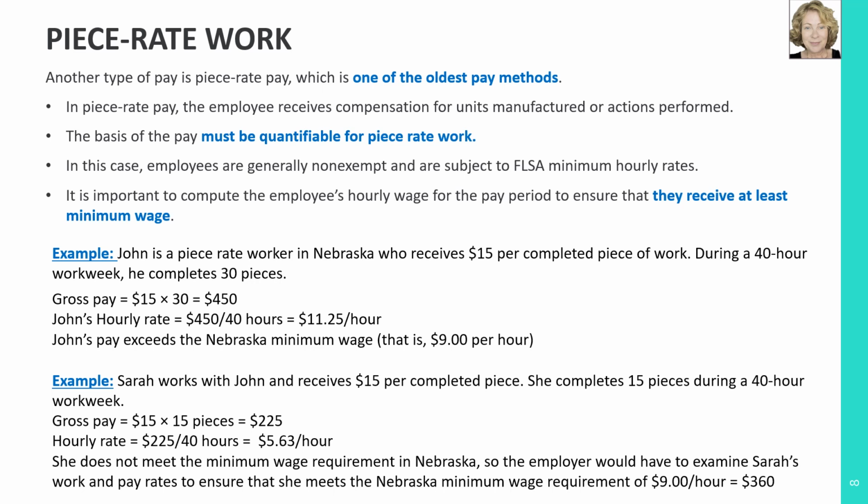What about Sarah? She only made 15 pieces, so her pay is only $225. And when we divide the $225 by 40 hours, we come up with $5.63. In this case, it's not enough. She has to make at least $9, which is the minimum wage rate in Nebraska per hour. And so her employer would have to actually pay her more. He would have to pay $360, which is 40 hours times $9 per hour.